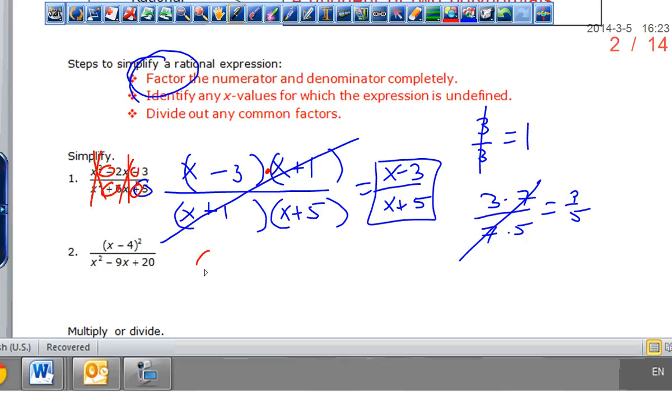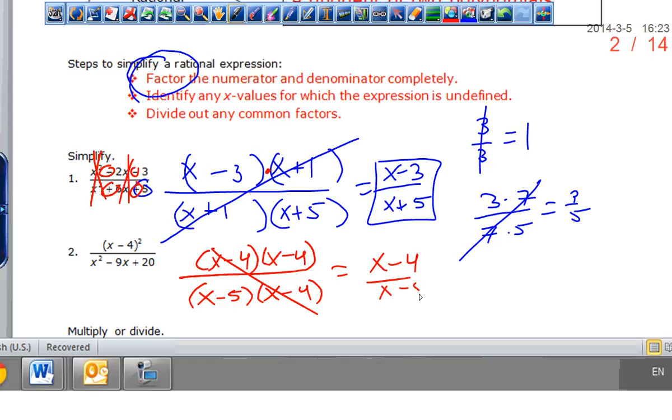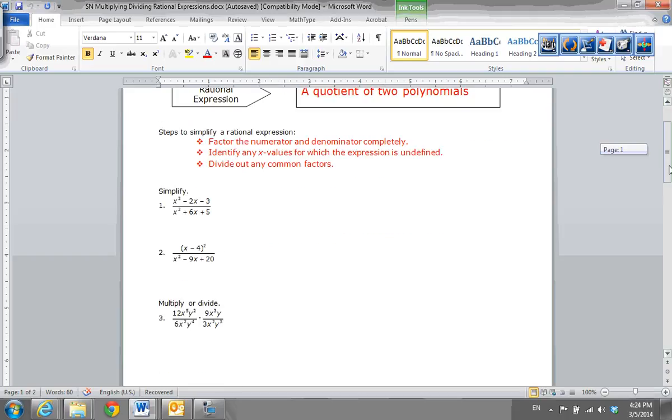So on number 2, we got x minus 4, because that's what squared means. On bottom, I have x minus 5 times x minus 4, and those minus 4's cancel out either way. So I get x minus 4 over x minus 5. Okay? That's it. I mean, that's the entire lesson.